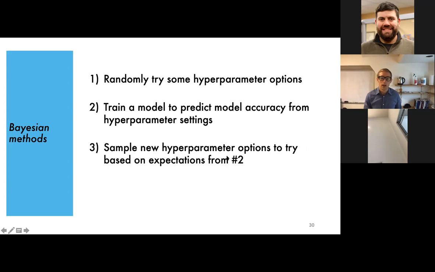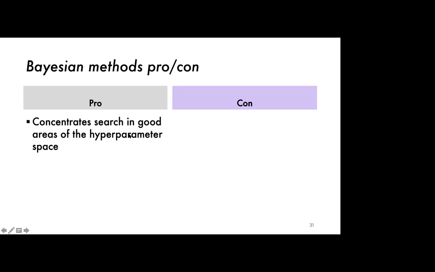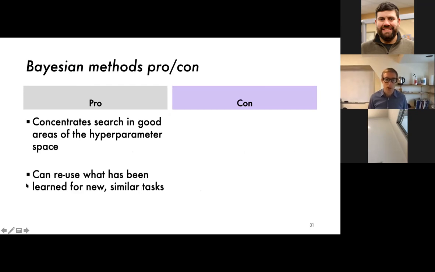So which values of hyperparameters are likely to work even better, given whatever model we trained based on our experiments from step one. And then we can just go back to step two a certain number of times. So again, we can give it a budget of how long we're willing to explore this space. So this concentrates the search area in good areas of the hyperparameter space, which is a big pro.